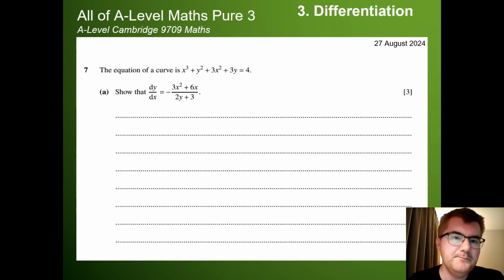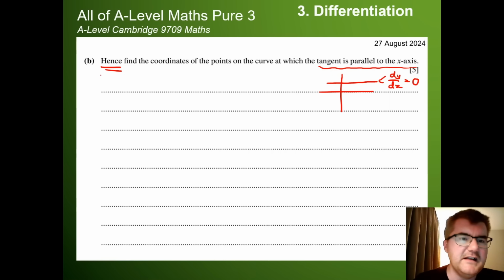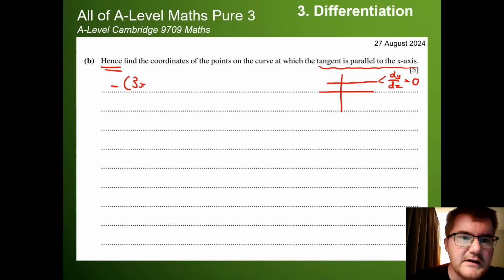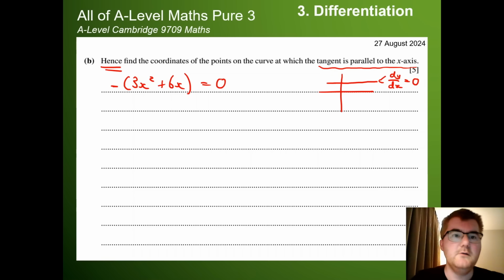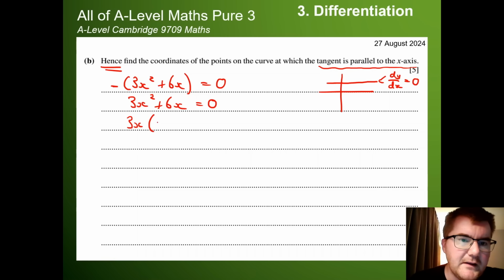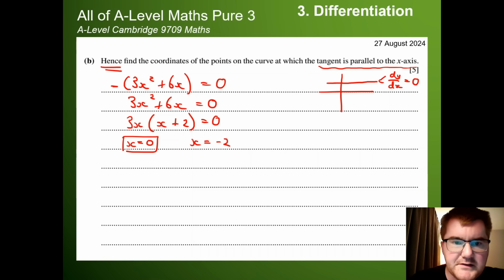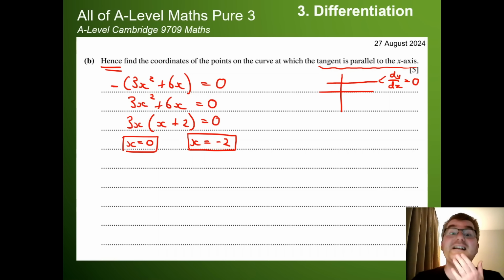Now, if we have a fraction equal to 0, that means the top has to be equal to 0. So that means then that the minus 3x squared plus 6x must be equal to 0, which means basically that 3x squared plus 6x is equal to 0. Again, we can take a factor of 3x out here, and that leaves us with x plus 2. And therefore either x is 0, so that's one answer, or x is equal to minus 2, which is our second answer here. However, we need to work out then what the y values are.